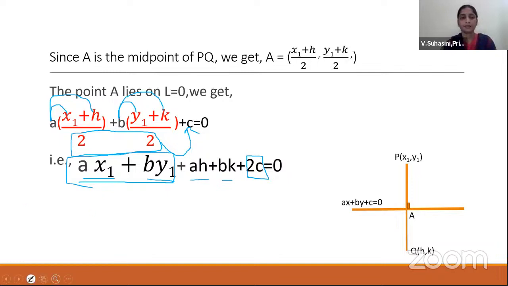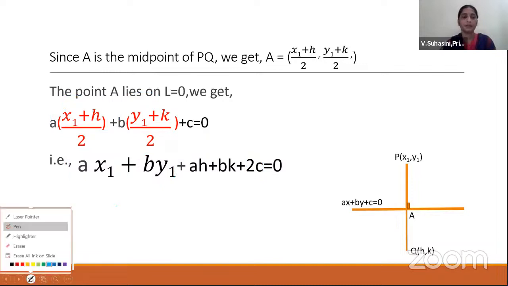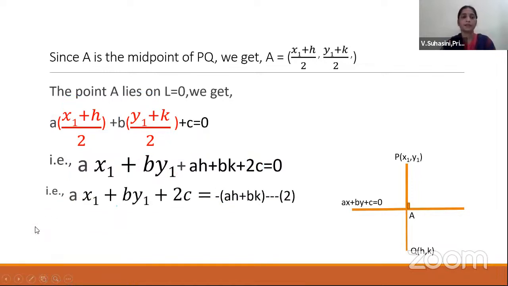Let us simplify further, children. ax1 + by1 + 2c is equal to minus (ah + bk). We know what is h and what is k from step 1. There we got (h - x1)/a = (k - y1)/b = lambda, from which we got h = a lambda + x1 and k = b lambda + y1. Let us substitute that h, k on the right hand side of equation 2.